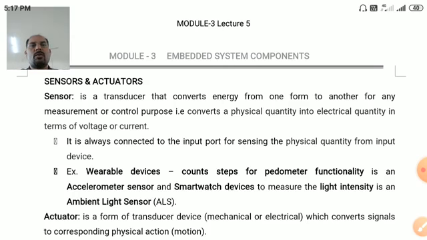Any change in the input device will be sensed by the sensor and will be given to the core of the embedded system in terms of voltage or current. Whereas actuators are connected to the output ports, and those output ports are connected to the output devices in an embedded system.